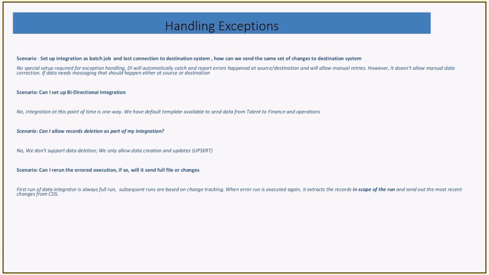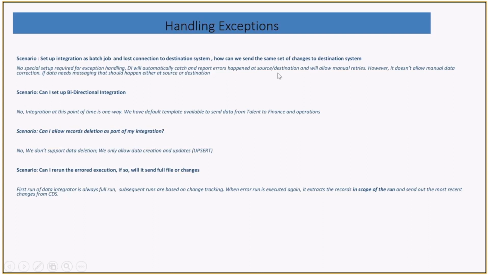But in case you forget to do that and you found that integrations are going and throwing errors, there is a way to rerun those executions and you don't need to do anything special. Basically, Data Integrator will automatically catch and report those errors under the execution history, and it will allow you to manually retry. For each failed execution, you can just go there, click on it and say rerun. So that is a good thing.